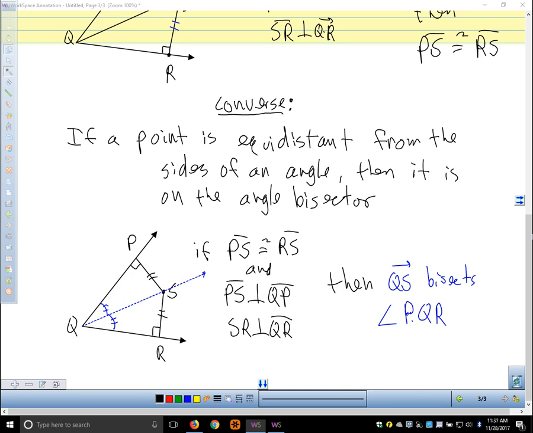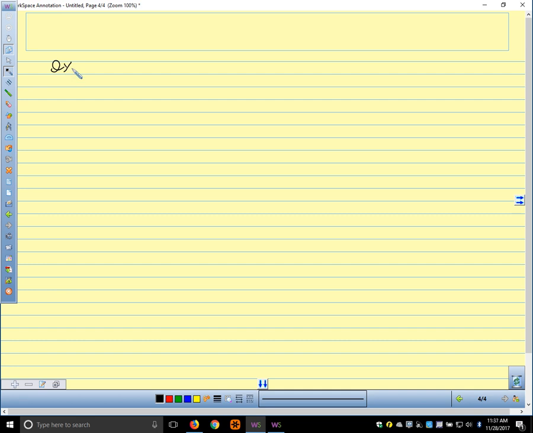And next time we will talk about what happens when we draw all three of the angle bisectors of a triangle. Some nice things happen. Some special things happen. All right, so let's look at one example having to do with angle bisectors, and then we'll be set for today. Here is our setup.